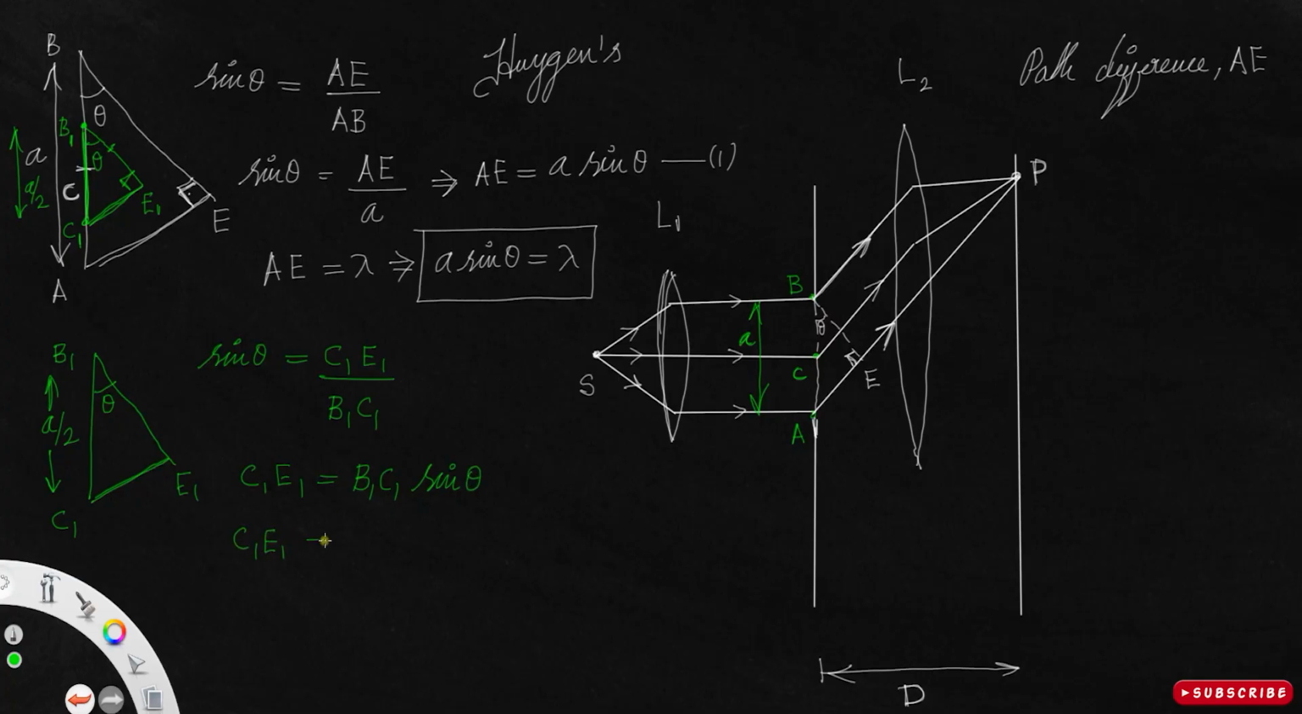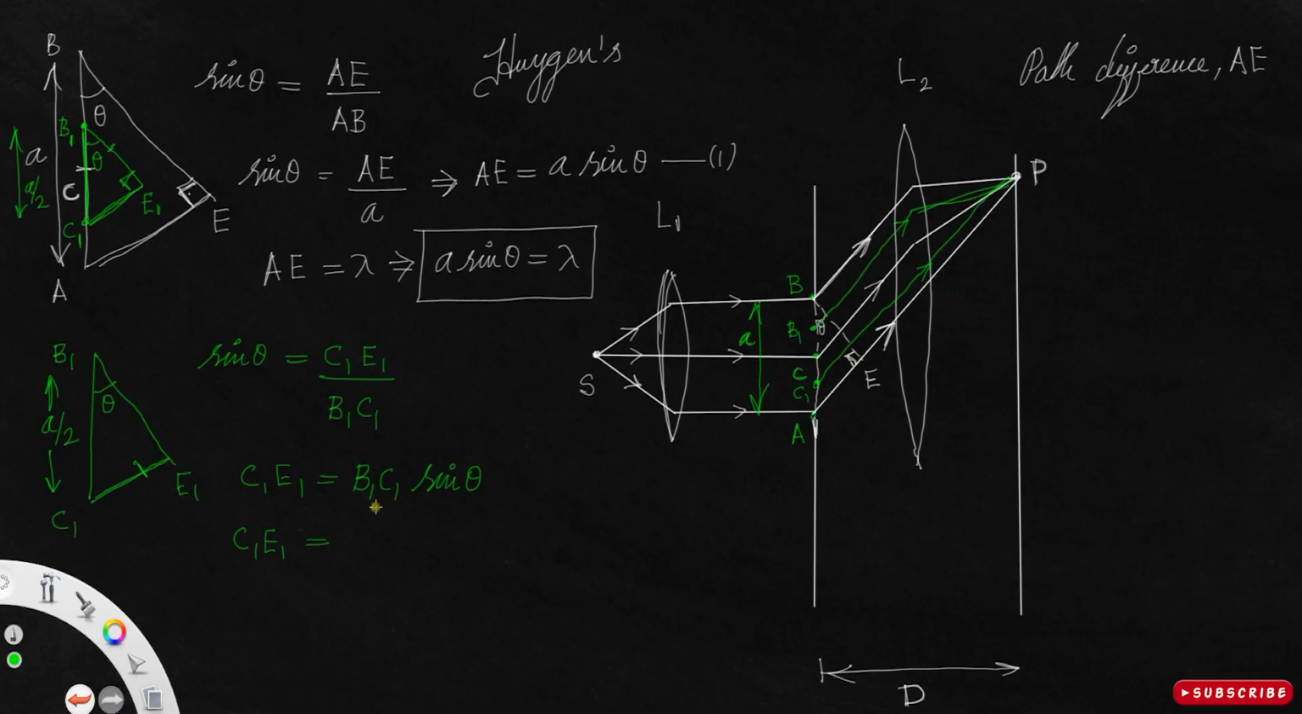What does this C1 E1 actually mean? C1 E1 is the path difference of the points B1 and C1. That is, if I take a point B1 in here, like we did, and this point C1, the path difference of the light reaching the point P is C1 E1. Okay, the path difference between the rays from the points B1 and C1 is actually C1 E1.